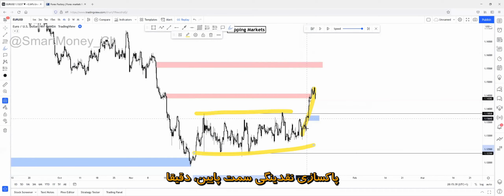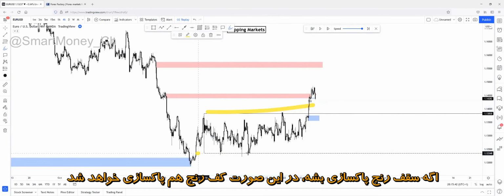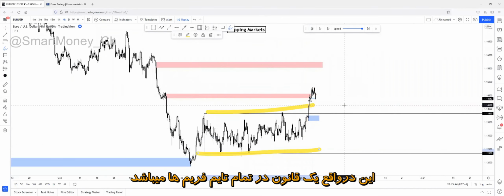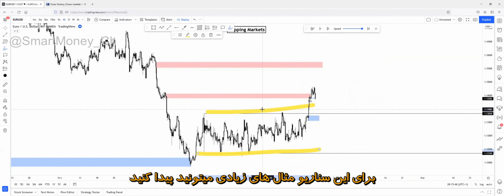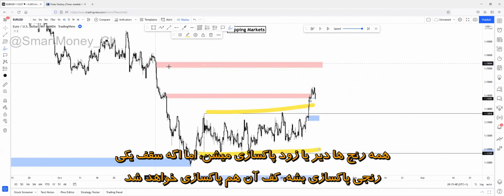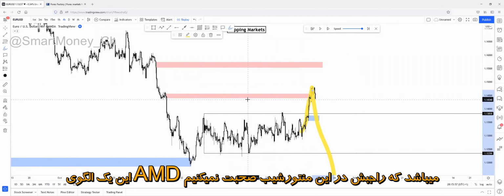Yes, exactly. If a range high is being swept, then the range low will be swept also. This is basically a rule in every single time frame. You can just find a couple of examples for this scenario. Every single range is being swept sooner or later. But if the highs are being swept, the lows will be swept also. This is the AMD pattern. We don't talk about this in this mentorship.